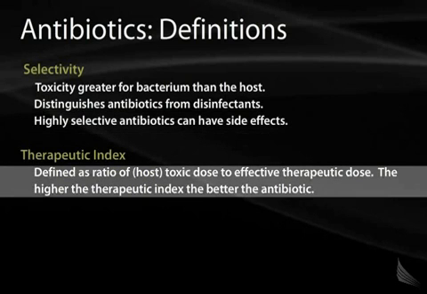The therapeutic index is defined as the ratio of host toxic dose to the effective therapeutic dose, which means the higher the therapeutic index, the better the antibiotic. If it kills a bacteria at 1 microgram, but causes human disease at 50 micrograms, that's a whole lot safer than something that causes human disease at 5 micrograms.